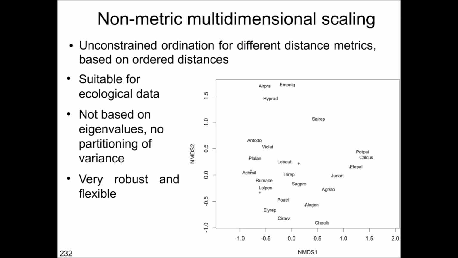It's based on the distances, and through ordering the distances we obviously lose the metric dimension or the metric aspects, and that means we don't have a method that is based on eigenvalues, and we don't have information on the partitioning of variance.